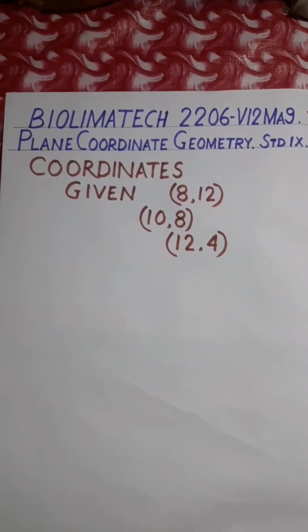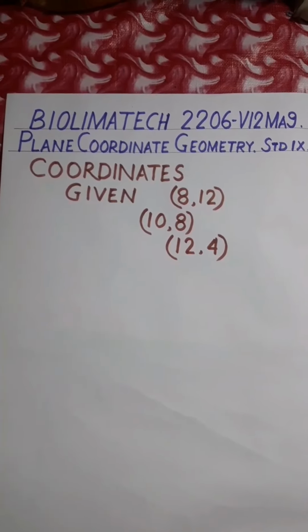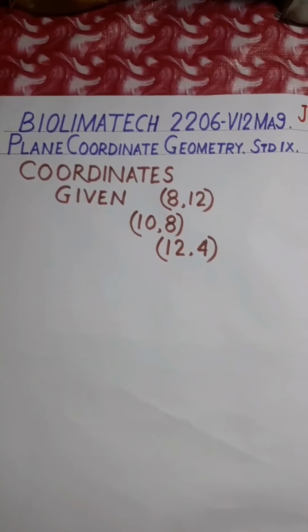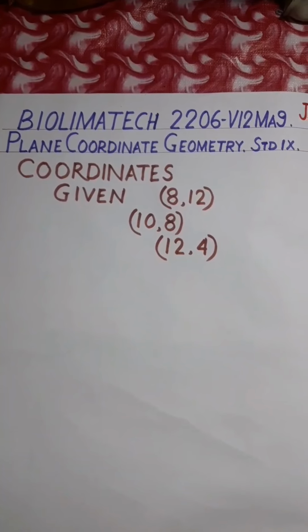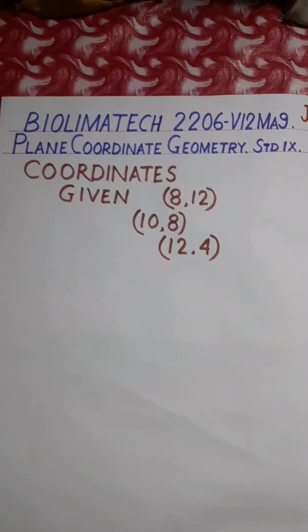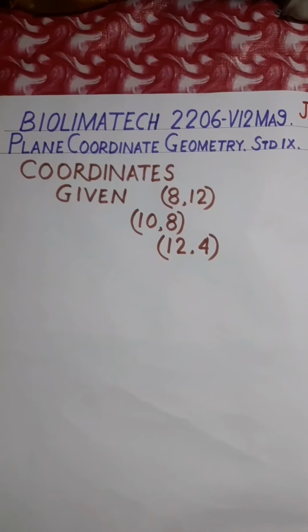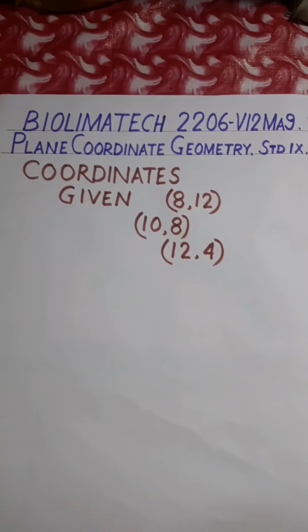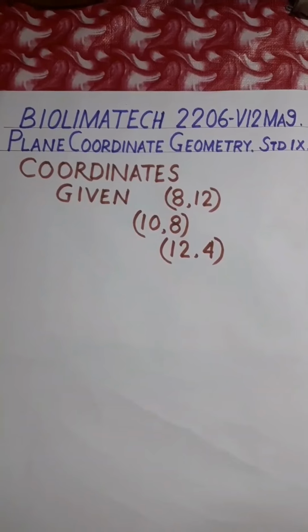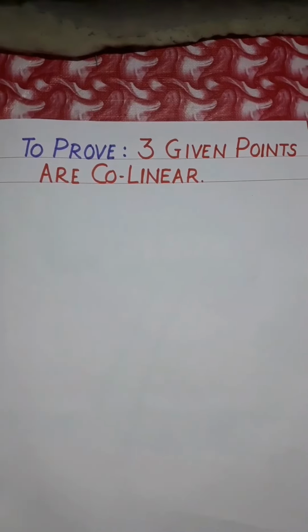Today our video number is 2206 V12 MA9, and it deals with a very elementary level of problem concerning plane coordinate geometry. That is, three given points are there, that means their coordinates are given, to prove that they are collinear.